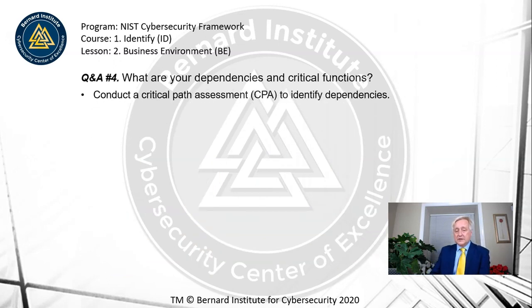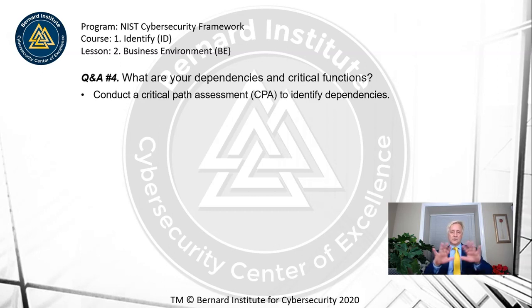Question number 4. What are your dependencies and critical functions? Conduct a critical path assessment, CPA, to identify dependencies. So critical path analysis is an important analytical process that you can walk through when you can map out all the different departments in the organization, map out what each department does. Some provide support, some provide services, some provide the knowledge and the skills in order to build a product or a service and deliver it.